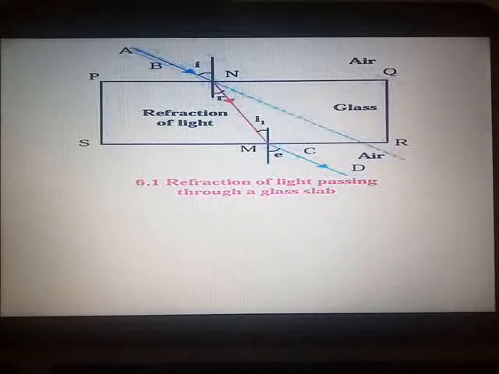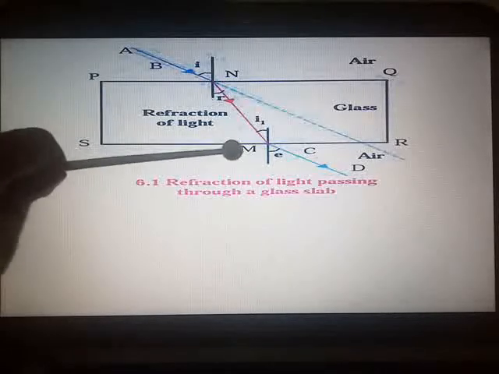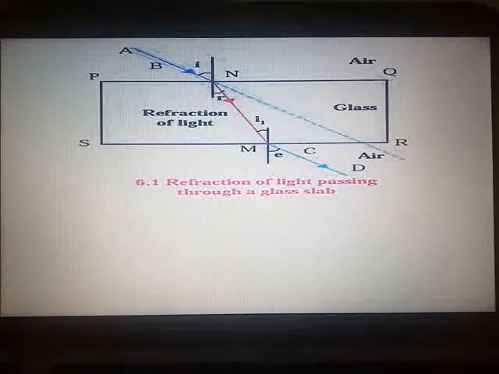Observe the incident ray AN. AN is your incident ray, and the emergent ray is MD. One is entering the glass slab and the other is passing out in the air. That is the other medium. Transparent medium means what? Air, water, glass. All these are different transparent media. Now you know the phenomenon of refraction of light.